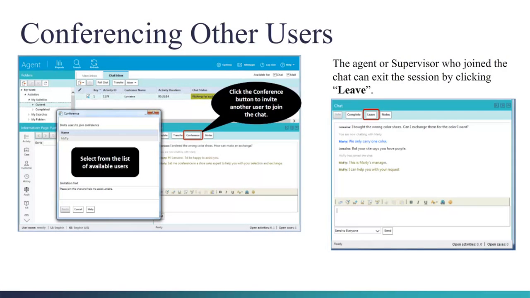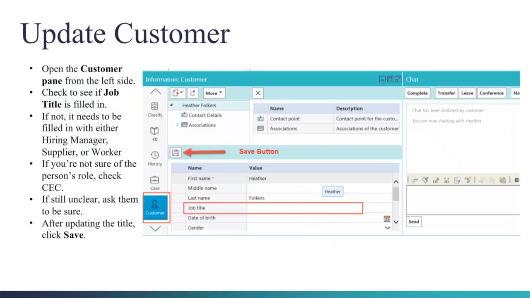As an agent, you have the ability to conference others into your chat. Click the Conference button to invite another user to join the chat. Then select from the list of available users. The agent or supervisor who joined the chat can exit the session by clicking Leave.